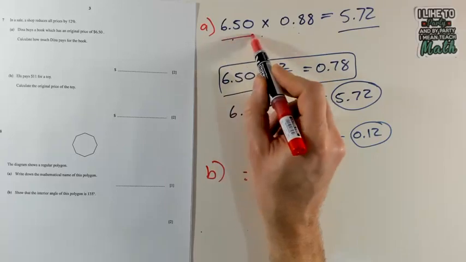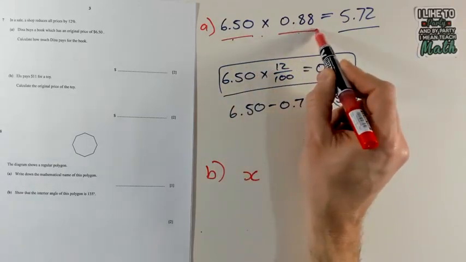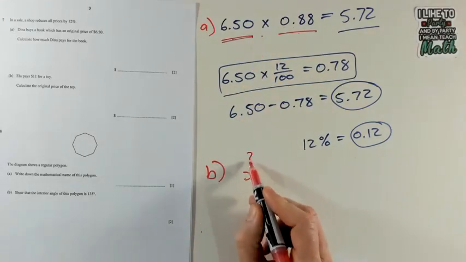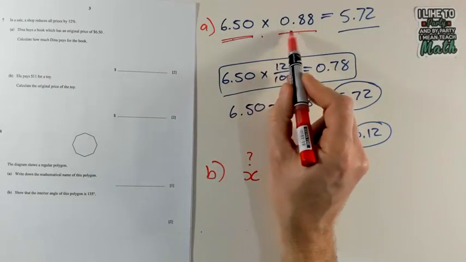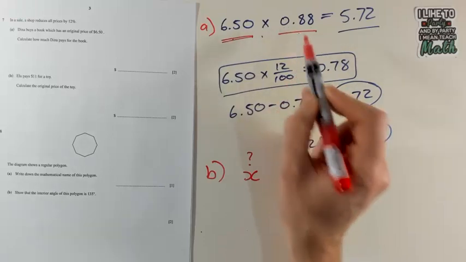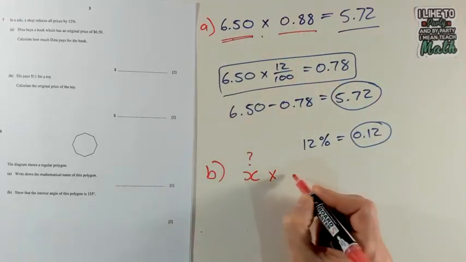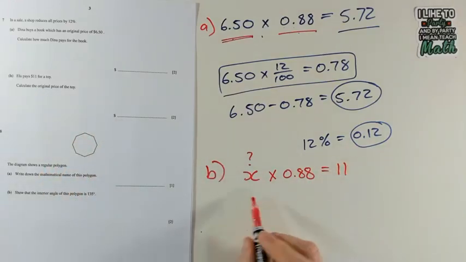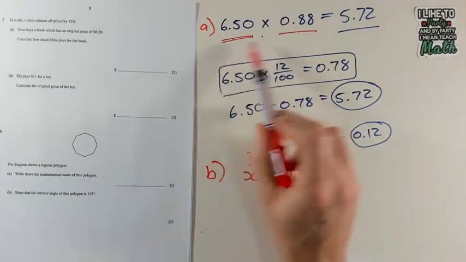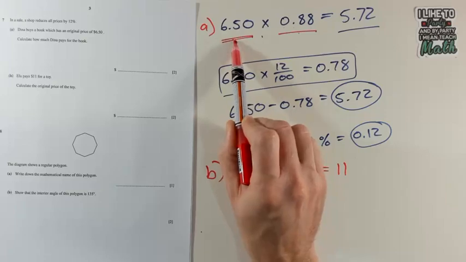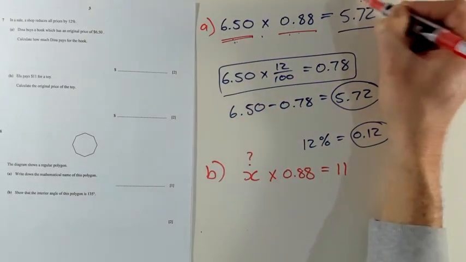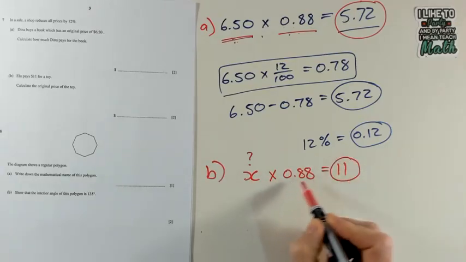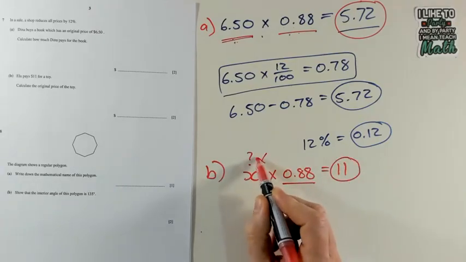Just like this was a price that was reduced by 12%, in the first one I knew what the price was. In this one, I don't know what the price is. If I multiply it by this 0.88, that's the reduction. So if I take this and multiply it by 0.88, my end price is going to be 11. In the first one, they said this is the price, you're reducing it by 12, what is the end price? In this one, they're giving us the end price and the reduction, and they're asking what is the original price.